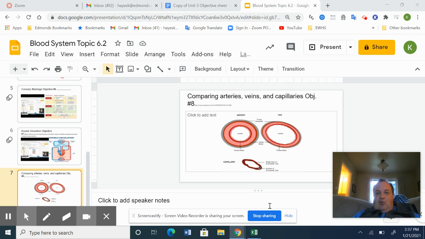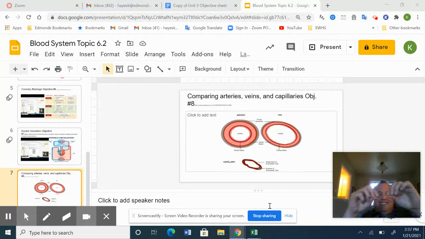Okay, in this last slide, we're going to compare arteries, veins, and capillaries. In your text handout, I have a nice table to help you with this. So I wanted to take a different approach and show you with pictures, which makes it a little more understandable and maybe easier to remember. Let's start with the capillaries.